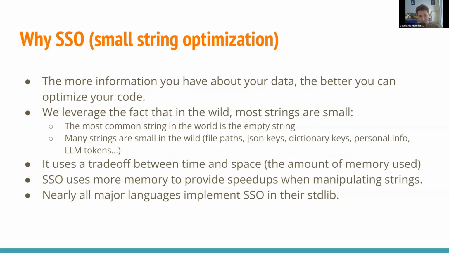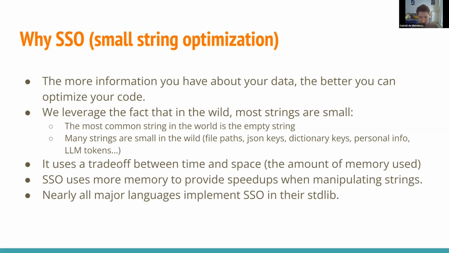Why do we want small string optimization? What is small string optimization? First and foremost, you have to know that the more information you have about your data, the better you can optimize your code. That is just a general statement in software. A good example would be UTF-8 because, for example, the Latin characters are really common and they take only 1 byte. And characters like, for example, the Greek characters, they take more bytes. I don't remember, 2 or 4, but something like this.